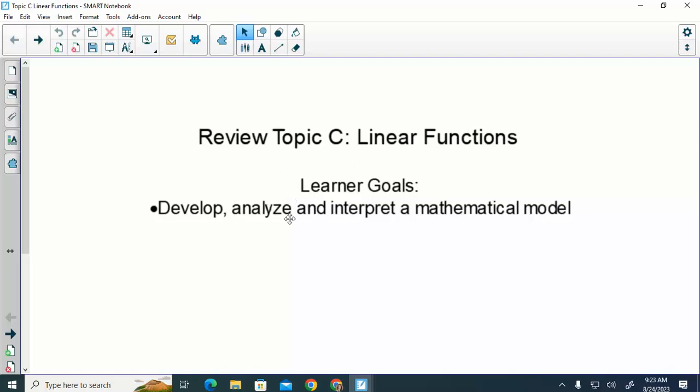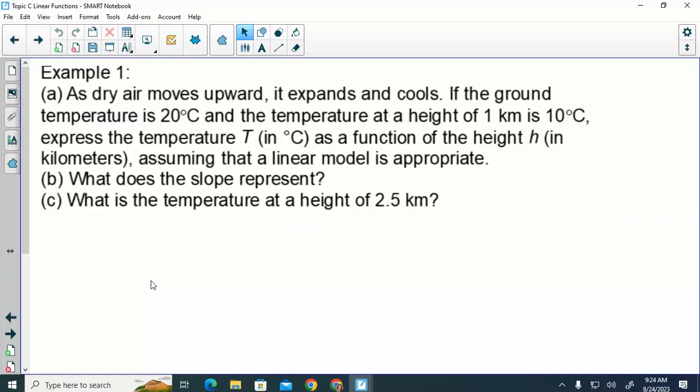Just a review on linear functions. So what's a linear function? It's a line. So how do you write the equation of a line? What do you need? Y equals mx plus b. So you need a slope and a y-intercept. Or you can do it if you are given 2 points, right? So that's what we're going to be doing, reading a scenario and writing an equation and answering some questions.